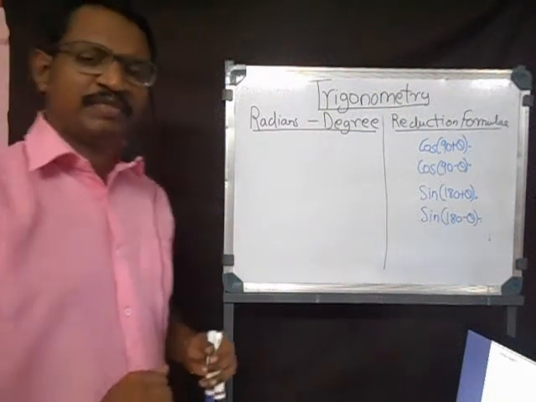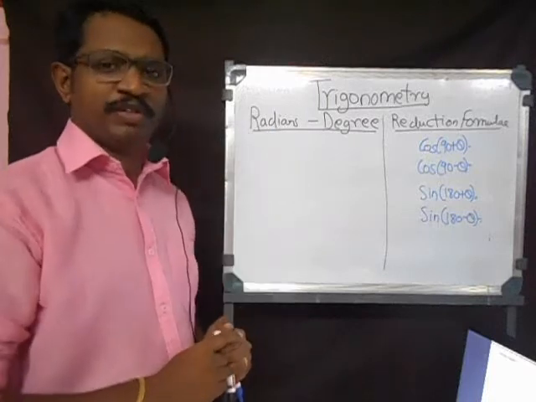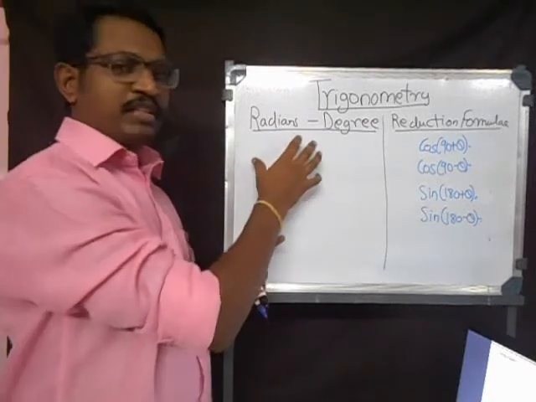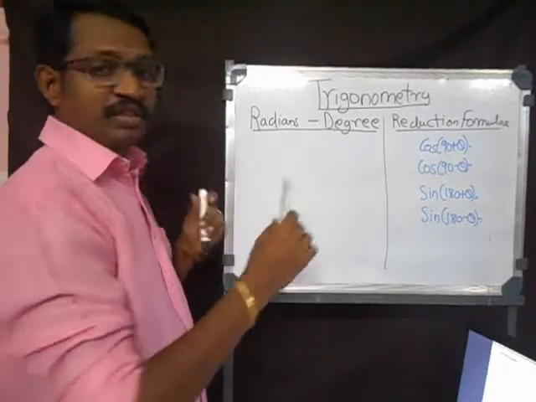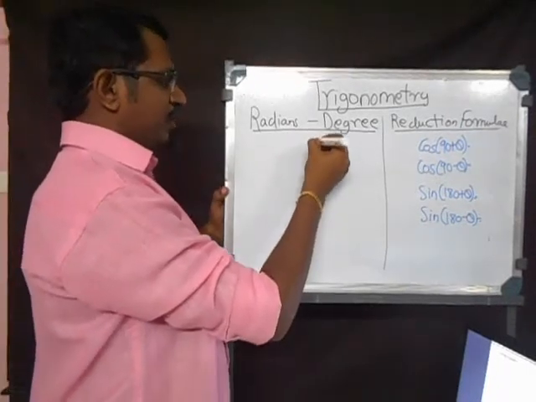Hello, dear friends. Today we look to the chapter on trigonometry. So here we first go for radians and degrees. How do you convert it? That is the first and foremost thing to do. So let's see how do we convert it.